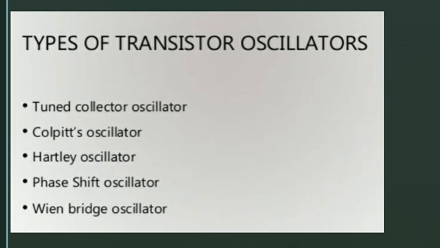Types of transistor oscillator. So what are the types of transistor oscillators except basic types? See, there are 5 types. First one is tuned collector oscillator. Second one is Colpitts oscillator, Hartley oscillator, phase shift oscillator, and Wien bridge oscillator. So these are the exceptional types of oscillators, but basically there are sinusoidal oscillators and non-sinusoidal oscillators. Okay students, right?